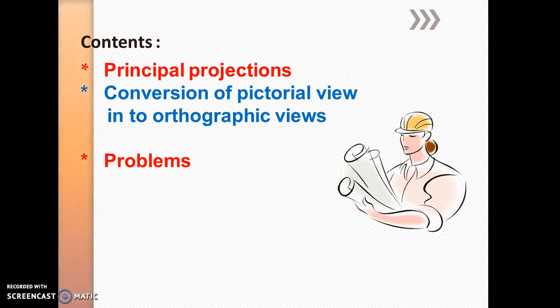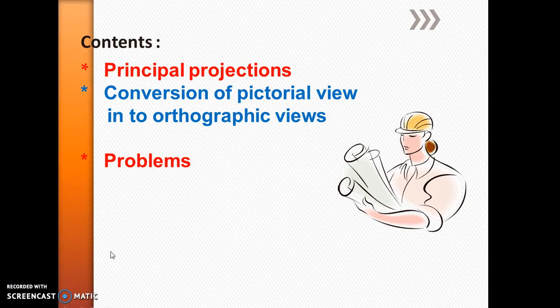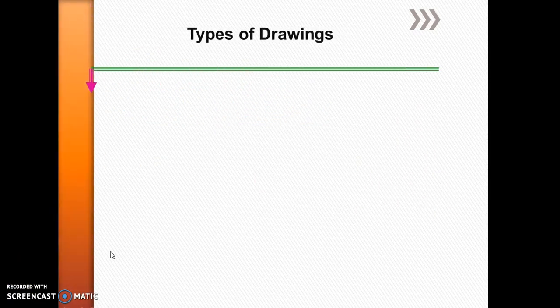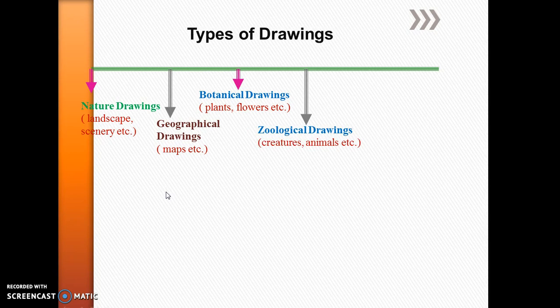Principal projection is nothing but the conversion of a pictorial view into an orthographic view. Then we study the types of drawing, such as natural drawing, which includes landscapes and scenery. Then geographical drawings such as maps, botanical drawings such as plants and flowers, geological drawings such as creatures and animals, and then portraits such as the human face and expressions.